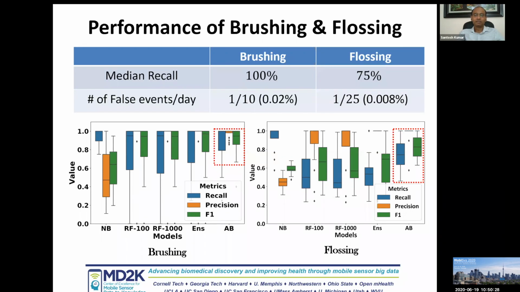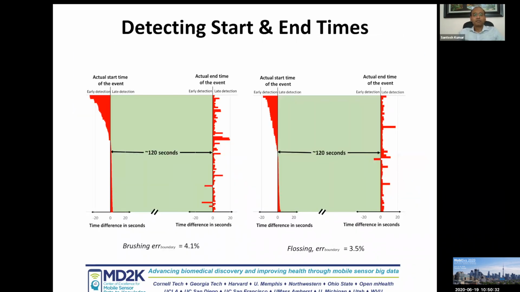For brushing and flossing, we also detected the start and end times, because remember we said we use the candidate segments, that means hand-to-mouth gestures, when people take the hand to the mouth for brushing and then they take the hand down. So we're able to identify the start and end time with pretty good accuracy for brushing, with an error of about 4.1%, and for flossing about 3.5%.